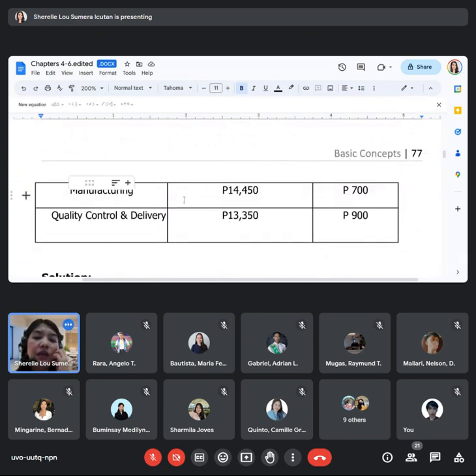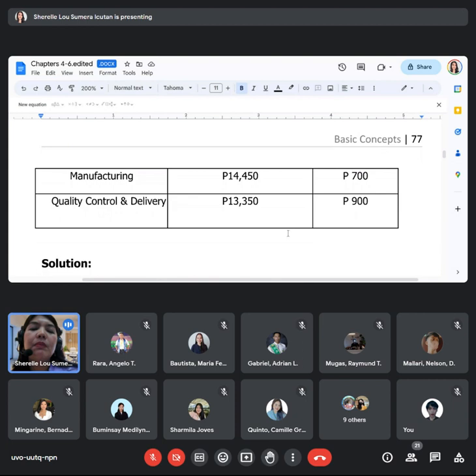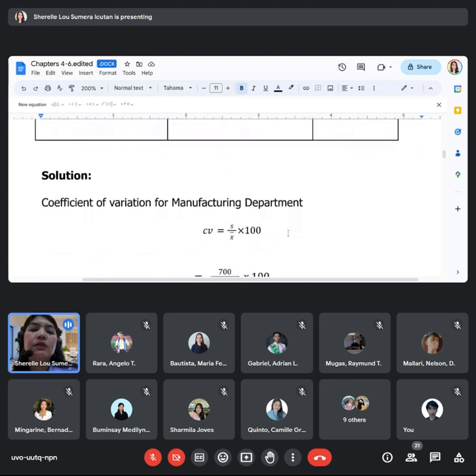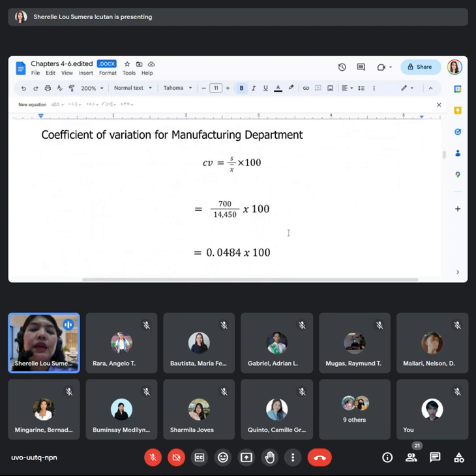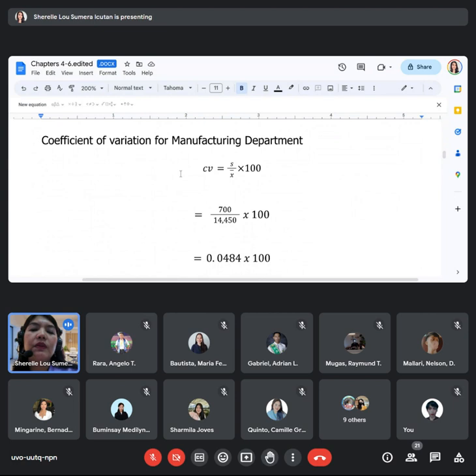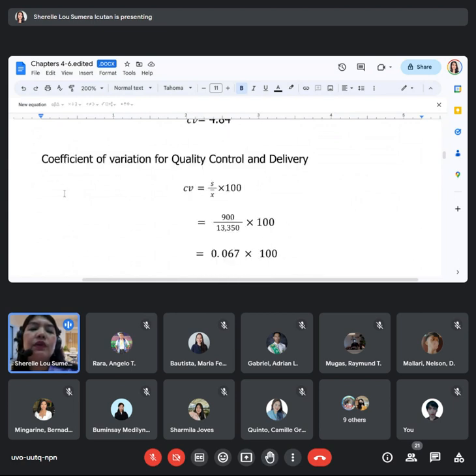Sa manufacturing, the average wage is 14,450 and the standard deviation is 700. And in your quality control and delivery, the average wage is 13,350 and the standard deviation is 900. So which of these departments have more varied wage? Saan ang mas iba-iba ang pasweldo? Okay, so you have CV equals S over X bar times 100. You have to compute for the coefficient of variation for manufacturing department, and for the quality control and delivery department.